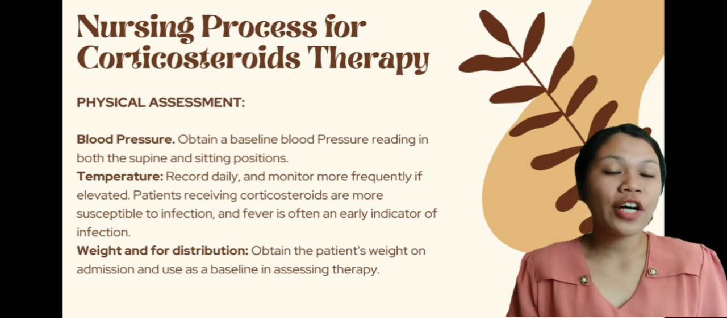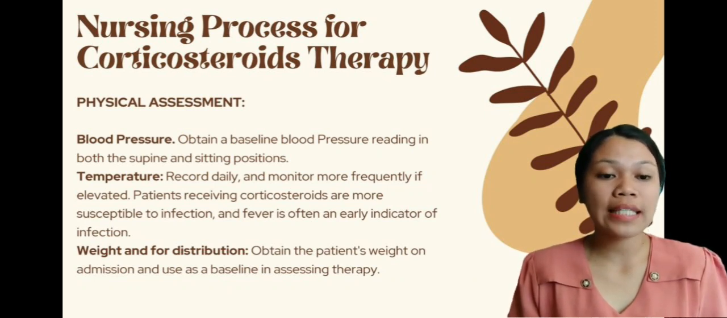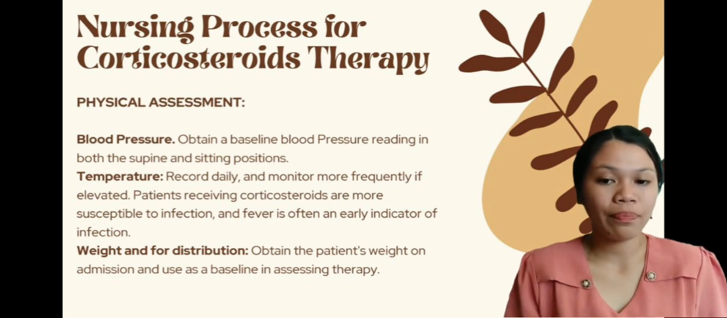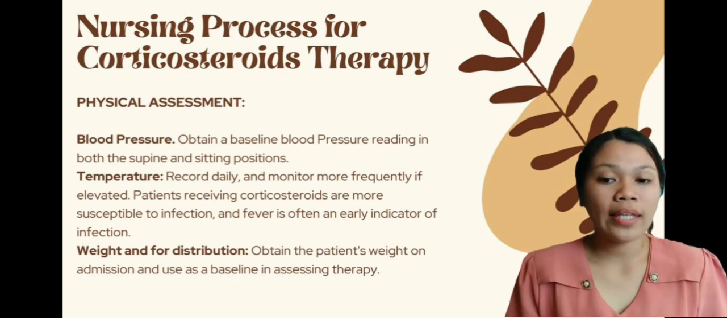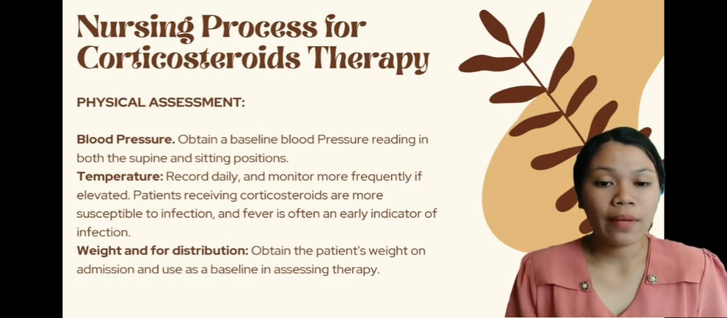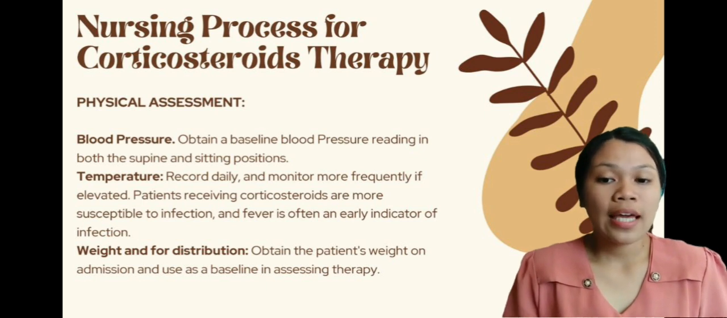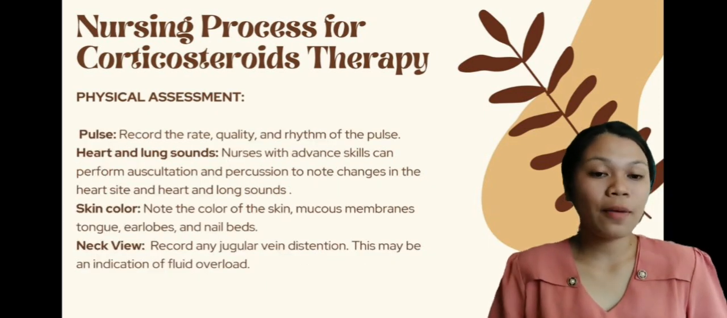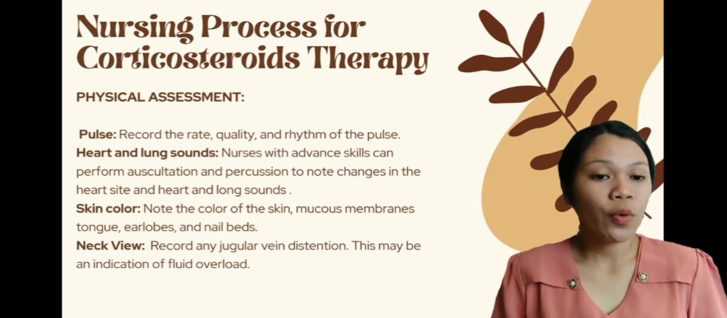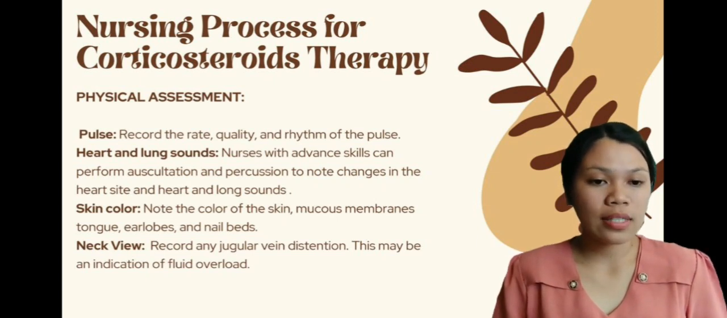Next is the weight and fat distribution. Obtain the patient's weight on admission and use as a baseline in assessing the therapy. Because patients receiving corticosteroids have a tendency to accumulate fluid and gain weight, the daily weights are an important tool in assessing ongoing therapy. Observe for any changes in the distribution of fat and for any muscle weakness or muscle wasting. Next is the pulse. Record the rate, quality, and rhythm of the pulse.